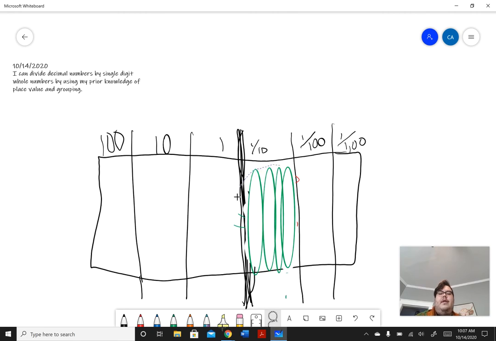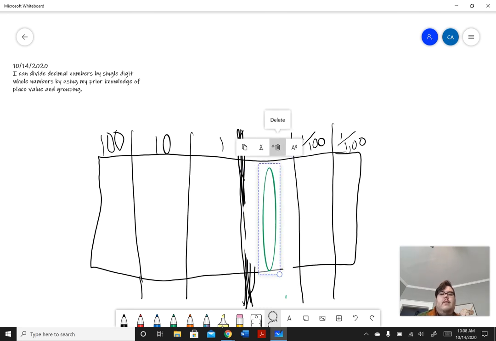This place value chart got very messy very fast, huh? It's the price of math, to be messy. Oh, I don't want to delete the whole thing. There we go. Oh my goodness. Hello, Patricia. There we go.